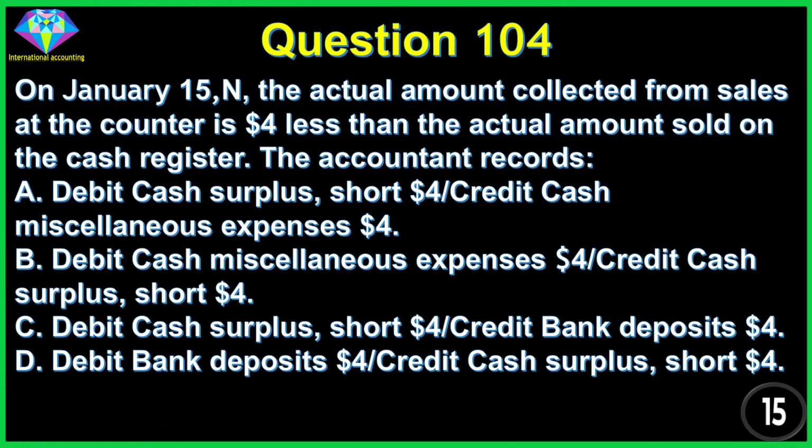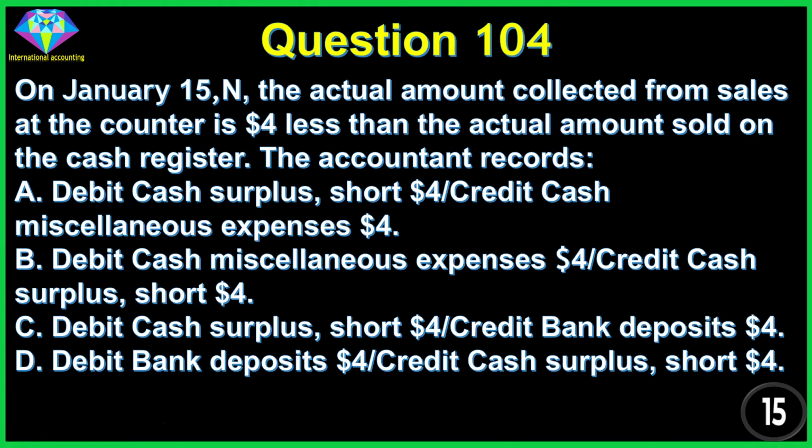On January 15, the actual amount collected from sales at the counter is $4 less than the actual amount sold on the cash register. The accountant records A. Debit cash surplus, short $4 per credit cash miscellaneous expenses $4.